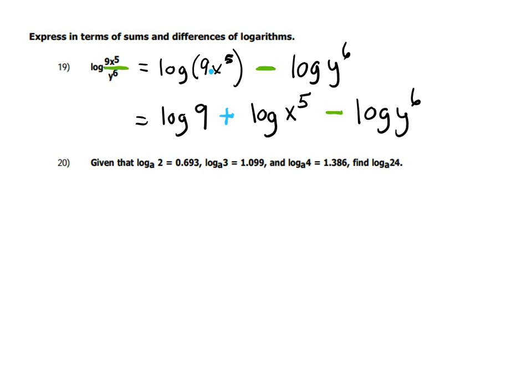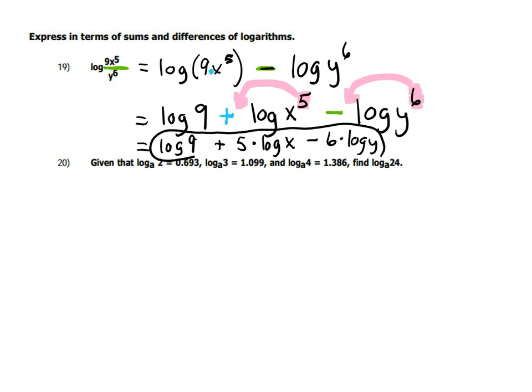And then I'm going to use the power rule because I have an exponent here and an exponent there. So they're going to have to go out in front so that my final answer is the log of 9 plus 5 times the log of x minus 6 times the log of y. That's a lot of logs. And I'm done with 19.